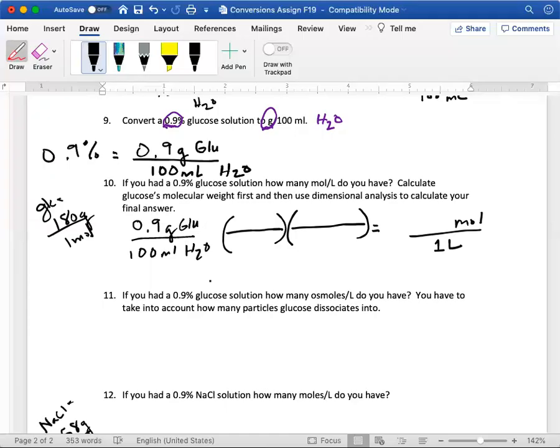Okay, so we have 0.9 grams glucose and 100 mils of water. What do you want to deal with first? Let's deal with the grams, okay? So grams is on the numerator. What do we want to put on the denominator to get rid of it? Good, grams. And what do we want to get to? We ultimately want to get to moles, so we're going to use our conversion factor, our molecular weight. Be careful. It's 1 mole is 180 grams, okay?